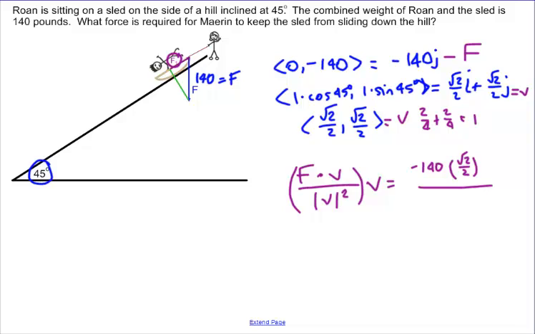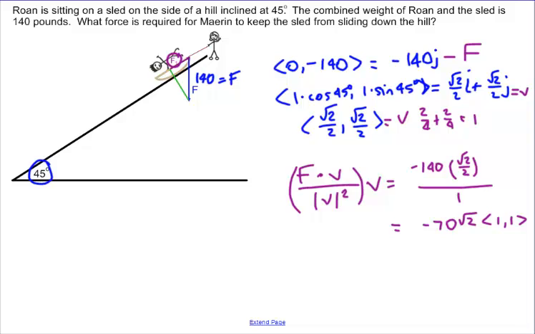So basically what you end up with is negative 70 square roots of 2 times that vector v. And that's pretty much all there is to it. It's not that bad of a guy.